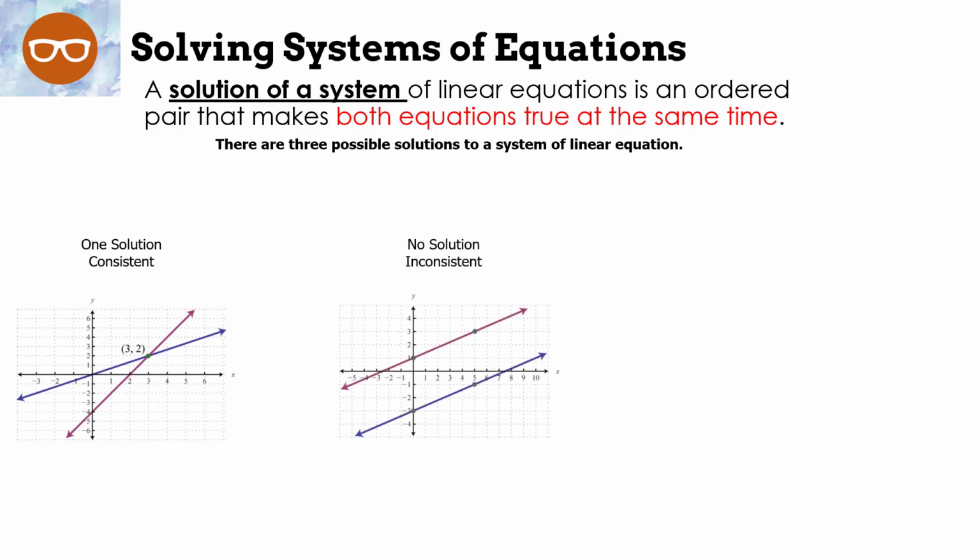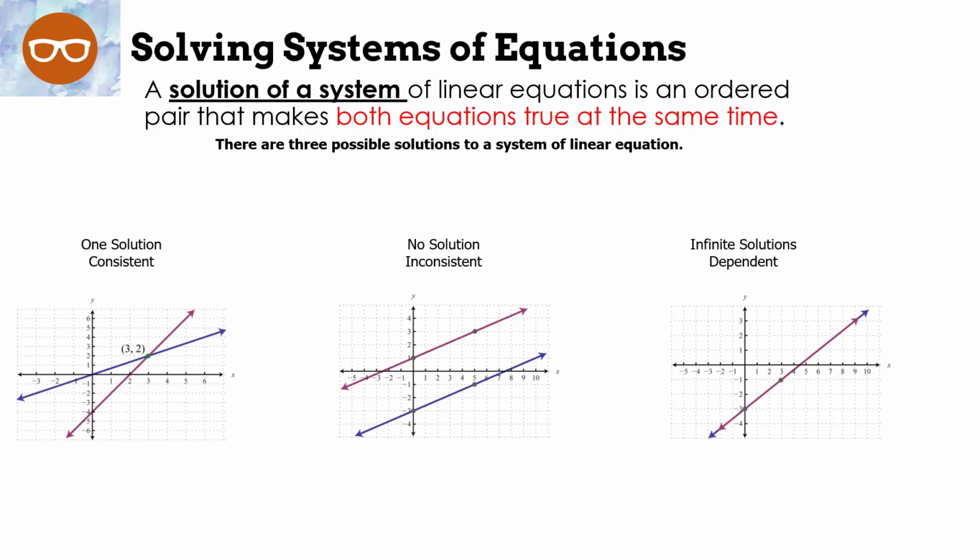We could also have no solution. This is called inconsistent, and that's when we have parallel lines. They'll never intersect, so there's no solution. We could also have infinitely many solutions. That's called dependent. This is when we have the same line. Let's look at the possible answers that we could have.